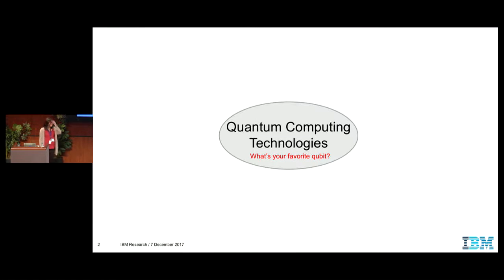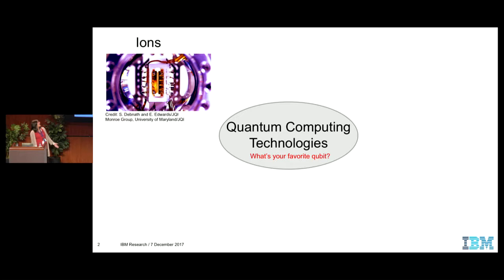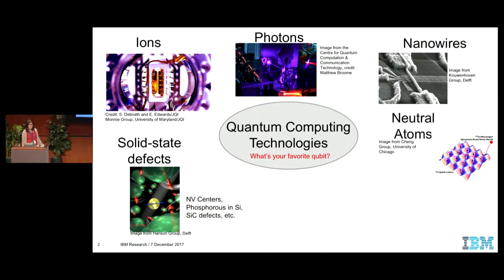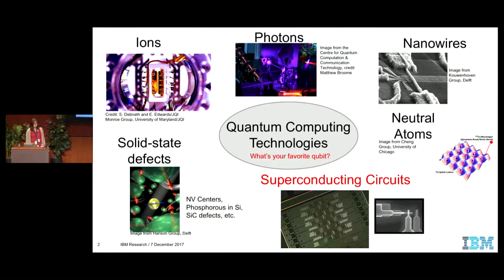So, quantum computing technologies. There are many types of quantum computing technologies, and you could ask the question, what's your favorite qubit? Some might answer ions, photons, nanowires, solid-state defects, neutral atoms. But at IBM, we like superconducting circuits. So in this talk, I'm going to focus on superconducting circuits.